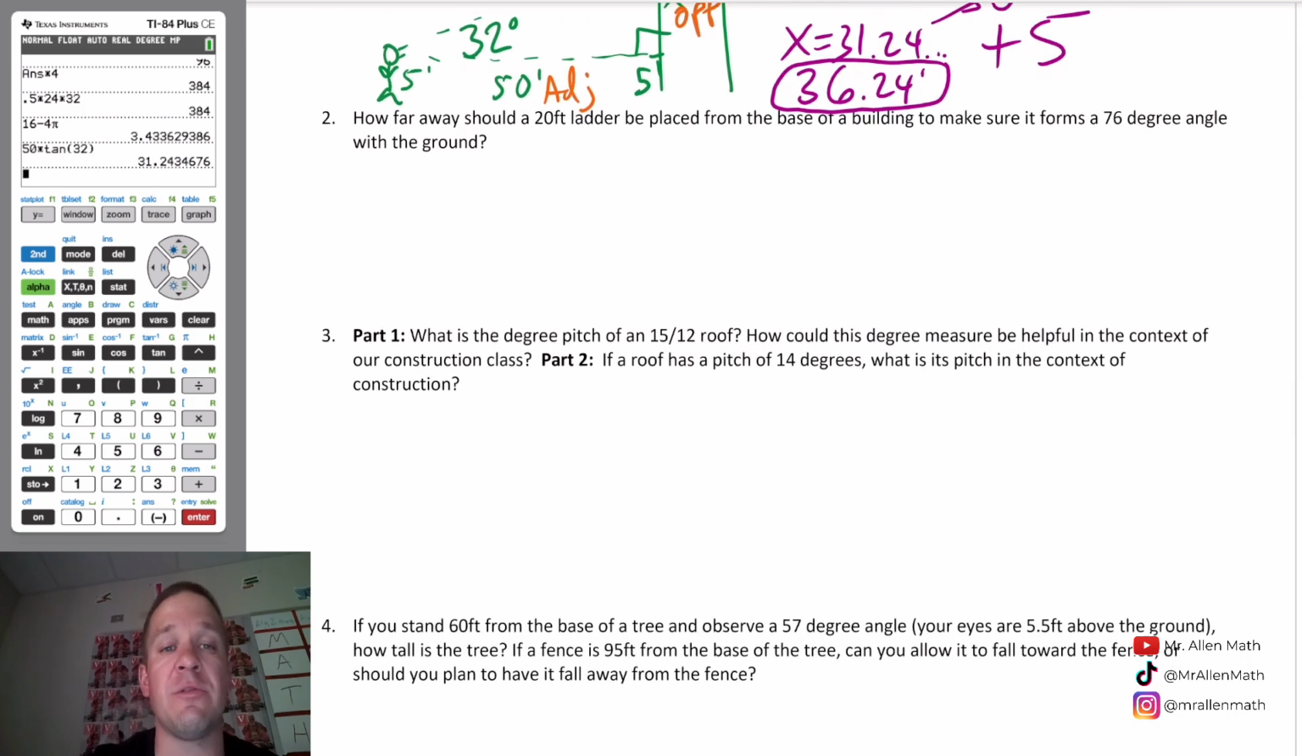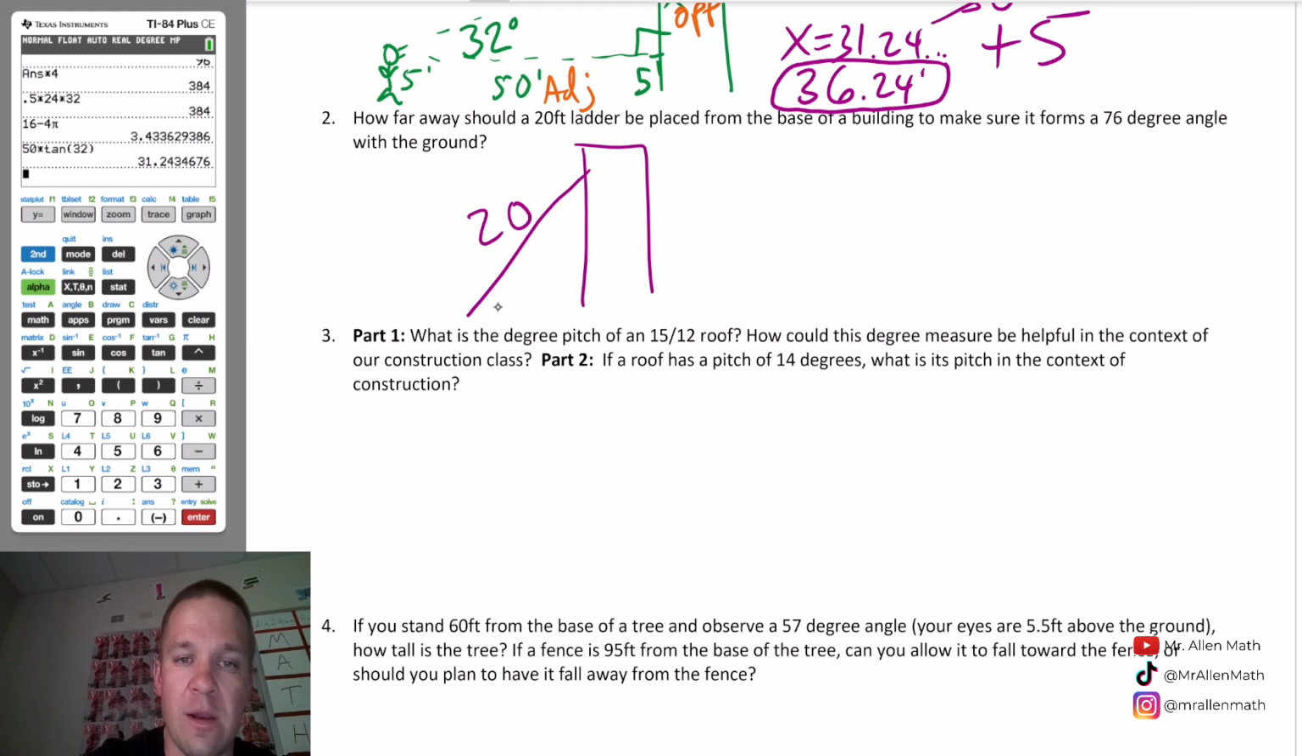it forms a 76-degree angle with the ground? So the ladder is 20 feet. So let's see here. We have a building again, and a ladder, which is 20 feet. We have the ground there, which would hopefully be perpendicular to that building. Nice right angle. We want it to be plumb. All right, we know this is 76 degrees, and I want how far away it's supposed to be.